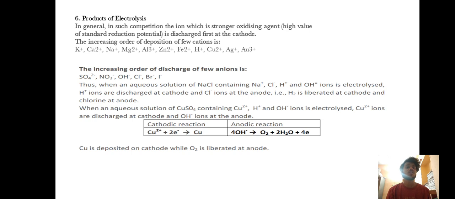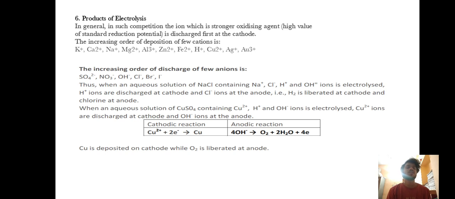The increasing order of discharge of a few anions is SO4²⁻, NO3⁻, OH⁻, Cl⁻, Br⁻, I⁻. Thus, when an aqueous solution of NaCl containing Na⁺, Cl⁻, H⁺ and OH⁻ ions is electrolyzed, H⁺ ions are discharged at the cathode and Cl⁻ ions at the anode. H2 is liberated at the cathode.